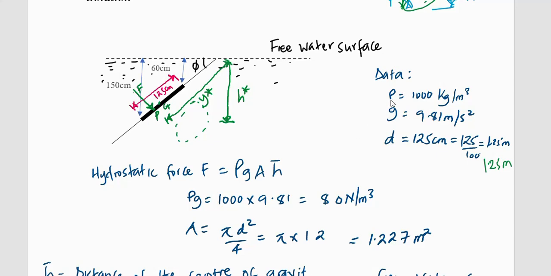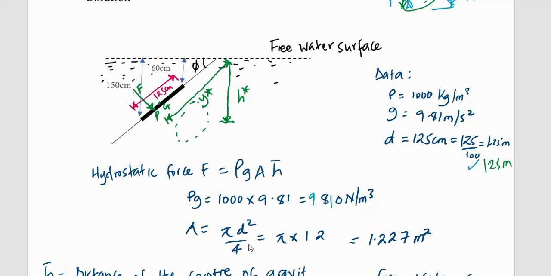Now, look at the data that has been given to us. First of all, the fluid in question is water, and therefore its density is 1,000 kilograms per cubic meter. Then the acceleration due to gravity is 9.81 meters per second squared. The diameter is 125 centimeters, which is equivalent to 1.25 meters. First of all, hydrostatic force F is computed from rho times g times A times H bar, whereby H bar is the depth, or the vertical distance below the free water surface to the center of gravity or the centroid of the object. Then A is the area of the object. Now, rho g, which is density times 9.81, gives you 9810 newtons per cubic meter.